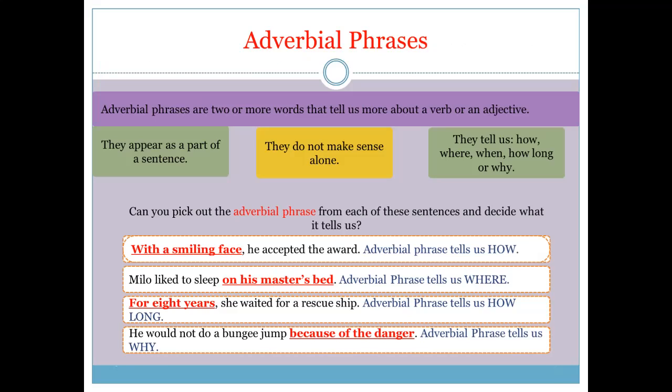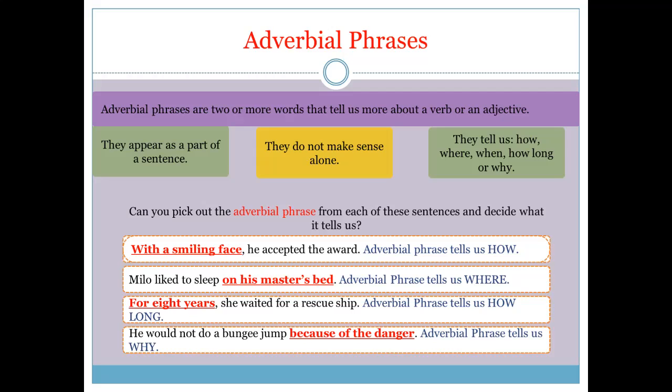Adverbial phrases. Adverbial phrases are two or more words that tell us more about a verb or an adjective. They appear as a part of a sentence. They do not make sense alone. They tell us how, where, when, how long, or why. Can you pick out the adverbial phrase from each of these sentences and decide what it tells us?